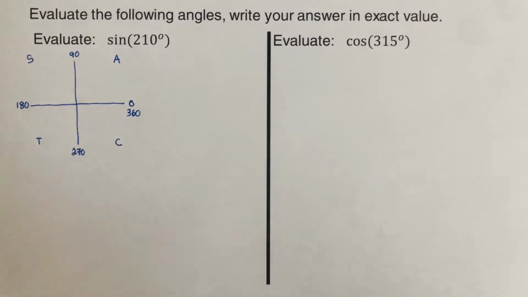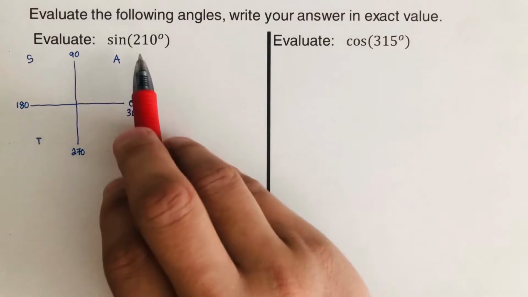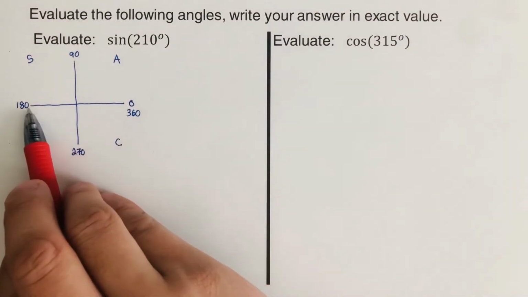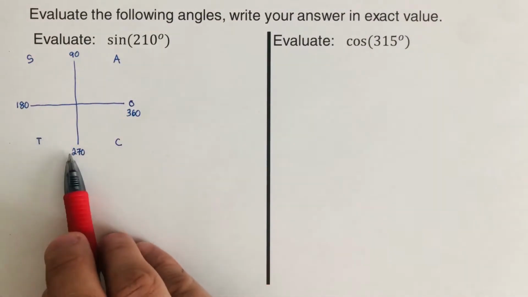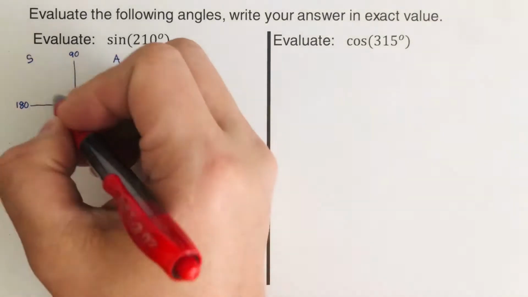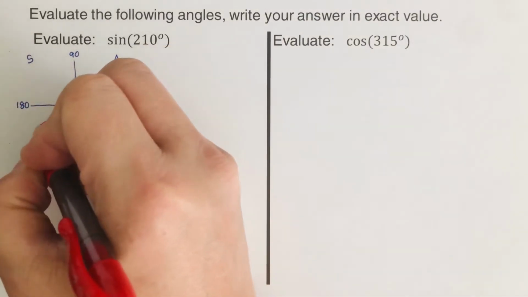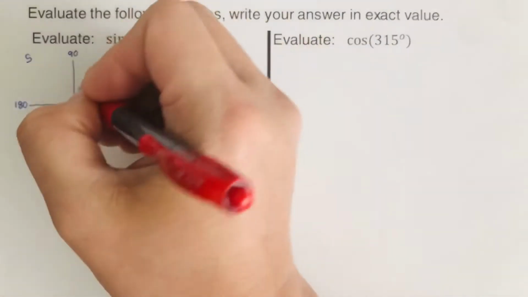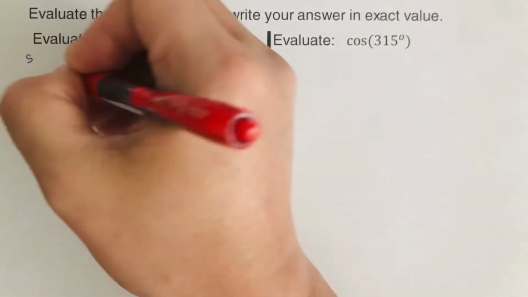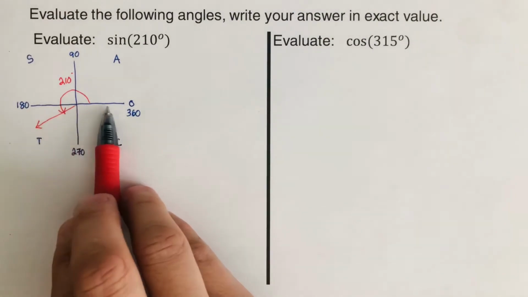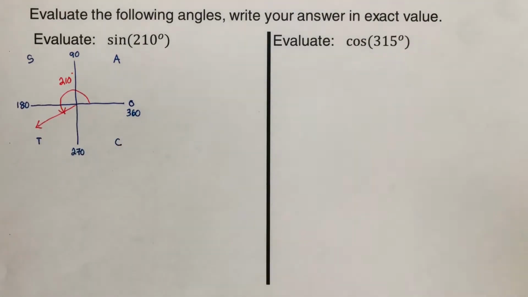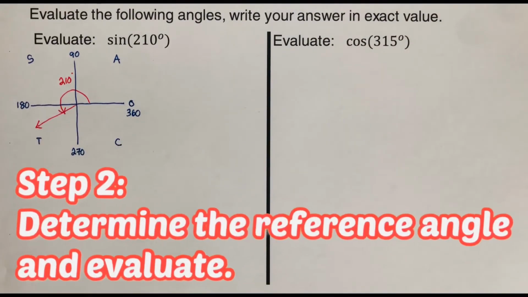Then we go ahead and draw sine 210. Angle 210 should be located between 180 and 270, so I can approximate it to be located around here. I can label this as 210 degrees, starting from the positive x-axis. The second step is to determine the reference angle.